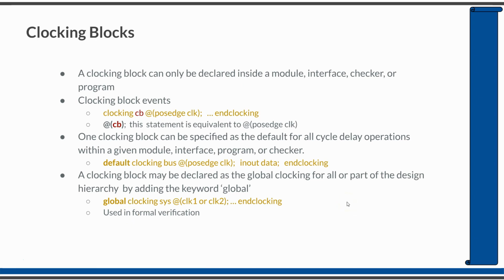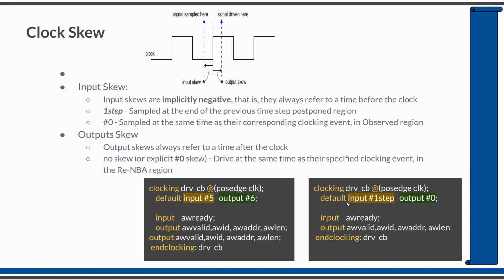Just to summarize here, you will see clocking blocks widely used in testbenches, in quality testbenches, and they will quite often be defined in an interface, which you are going to see in the next lecture. And by default, in most cases, you will be defining the clocking skews as input #1step and output #0.